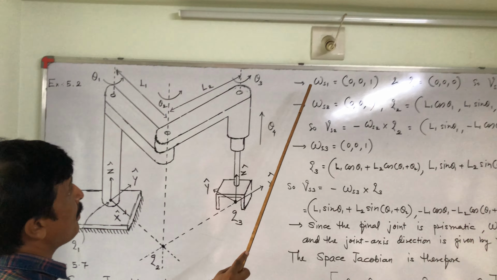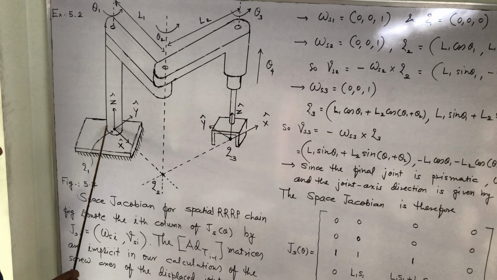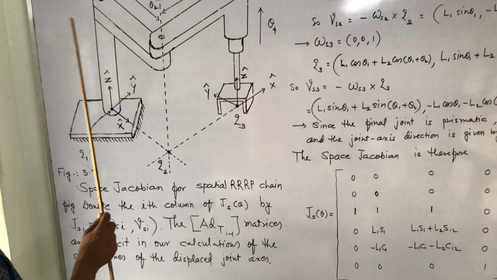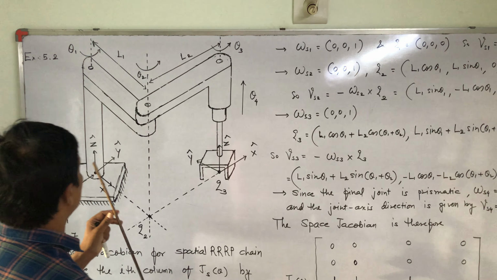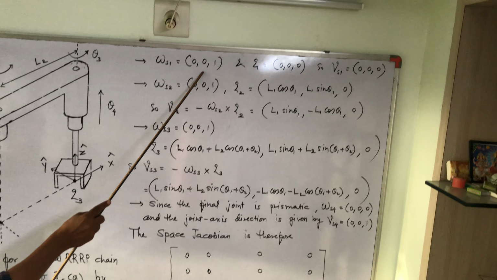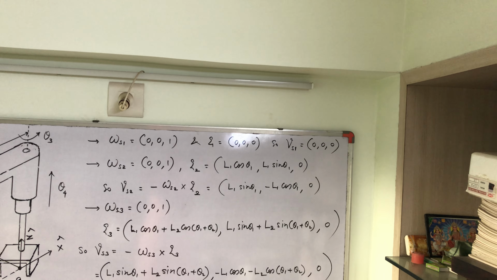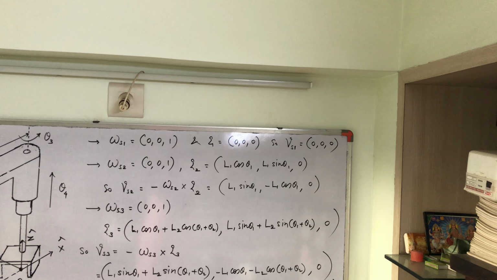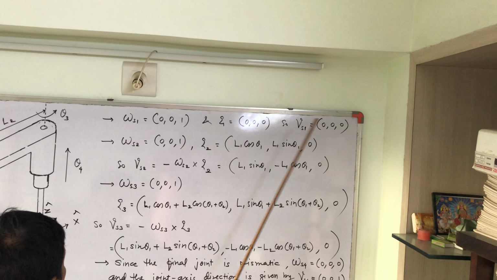Now omega s1 for this joint. Consider initially theta 1 is 0, theta 2 is 0, theta 3 is 0. Then we rotate L1 by theta 1 and L2 by theta 2 with respect to this one. So omega s1 is 0, 0, 1, and q1, the fixed frame origin, is 0, 0, 0. Since the position vector is 0, vs1 is 0, 0, 0.